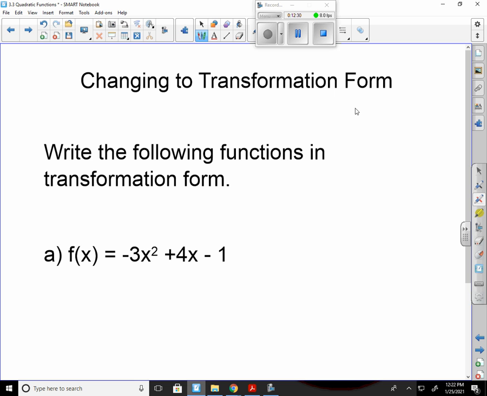Now we've learned how to change it into polynomial form and into x-intercept form. Now we're going to learn how to change it to transformation form. I will give you warning that the first one here is absolutely dreadful. I mean, not dreadful, but not good either.